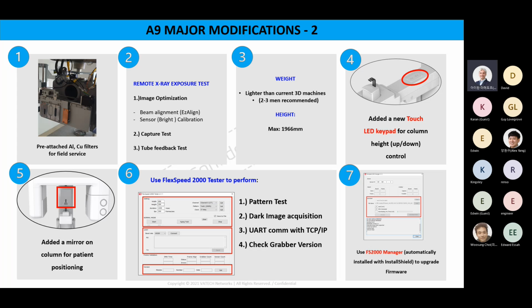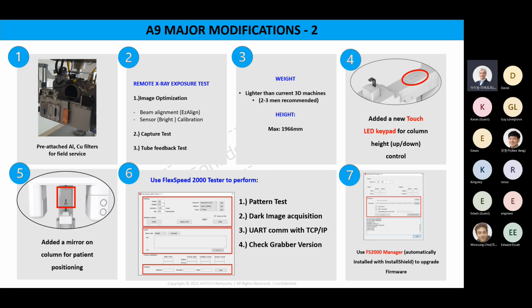Also, use the FlexSpeed 2000 Tester. You can use it to perform the pattern test. You can do dark image acquisition. Install it, and don't forget to install this. And you can do UART communication with TCP/IP, and you can check the grabber version using this program. All right, it's very easy to use. You will get used to it within 5 or 10 minutes once you get acquainted with it.